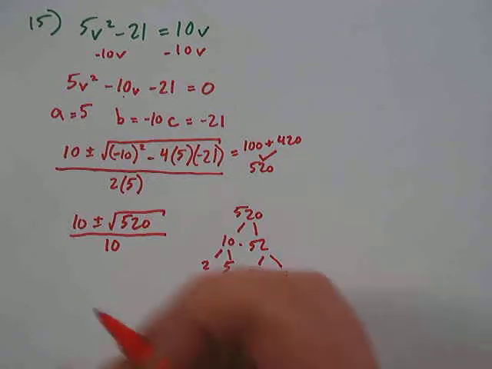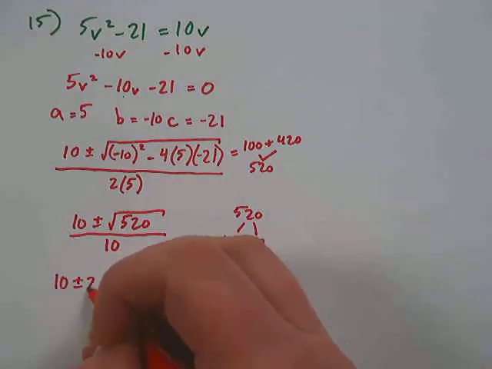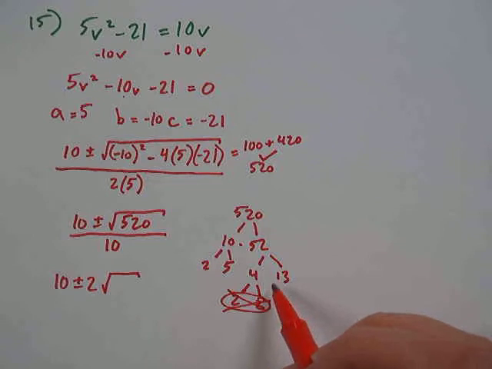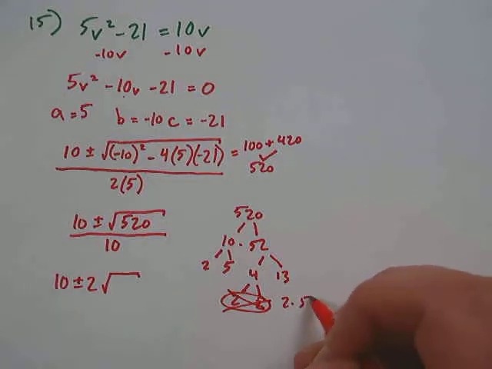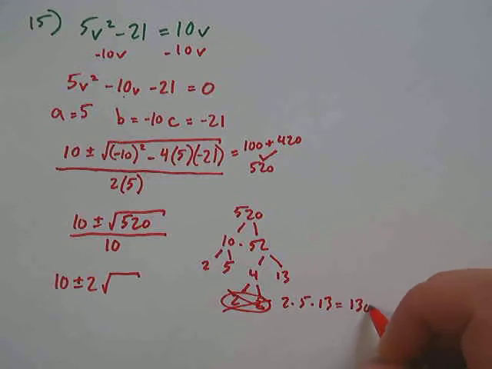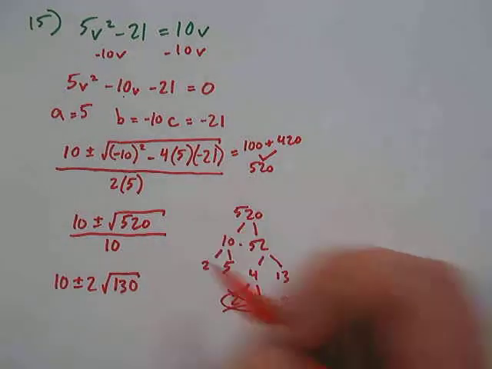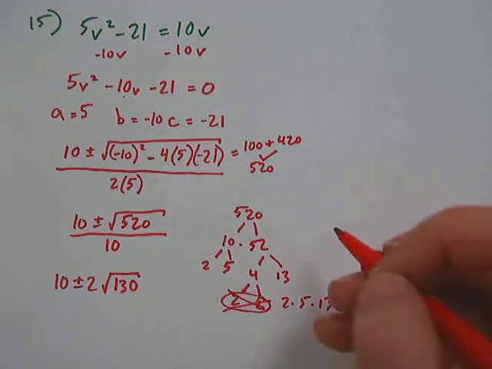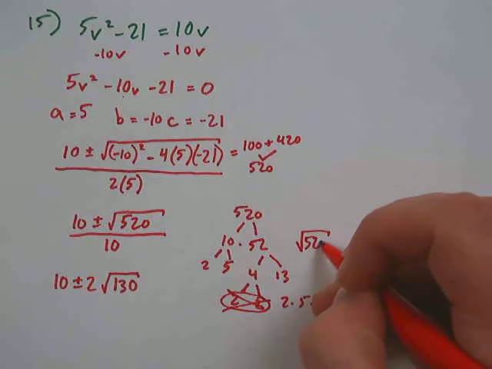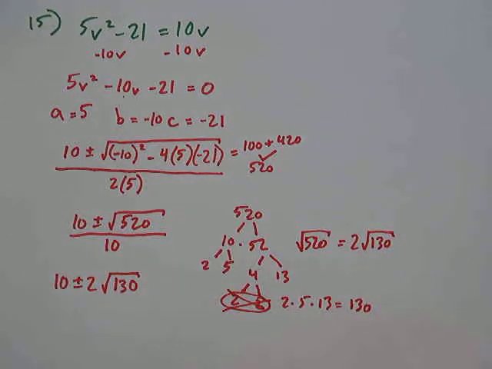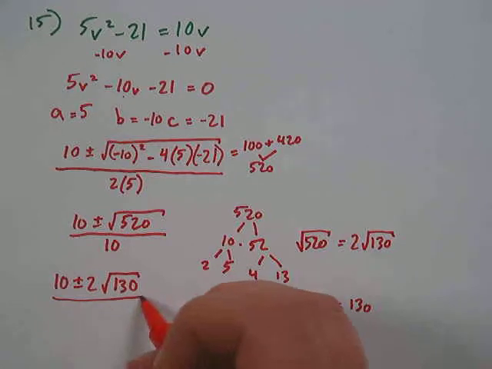So we're going to rewrite this. We have 10 plus or minus 2 times the square root. And then what we have to do is, since we took one pair of 2's out, they're done. We have to multiply what we have left. So 2 times 5 times 13 gives us 130. So we're left with 2 root 130. That is what the root of 520 simplifies to. Okay. And then that's all divided by 10 still.